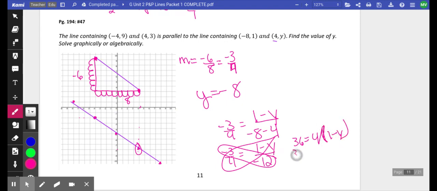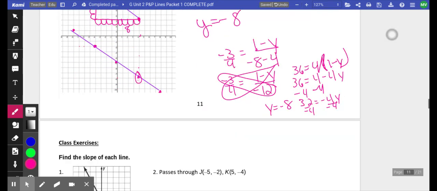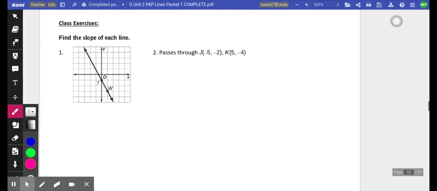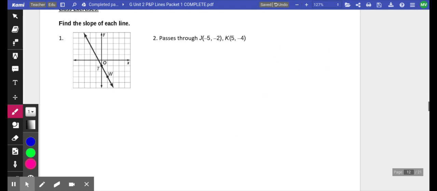I distribute, subtract 4, you get 32 equals negative 4y, divide by negative 4, and I get y equals negative 8. I think it's easiest to use the graph, but it's up to you. So I want you to pause, and I want you to try to do 1 and 2, and then come back.